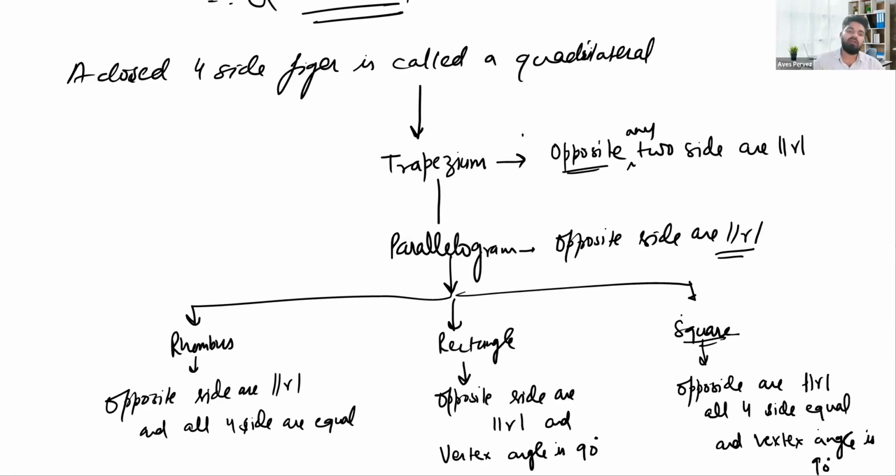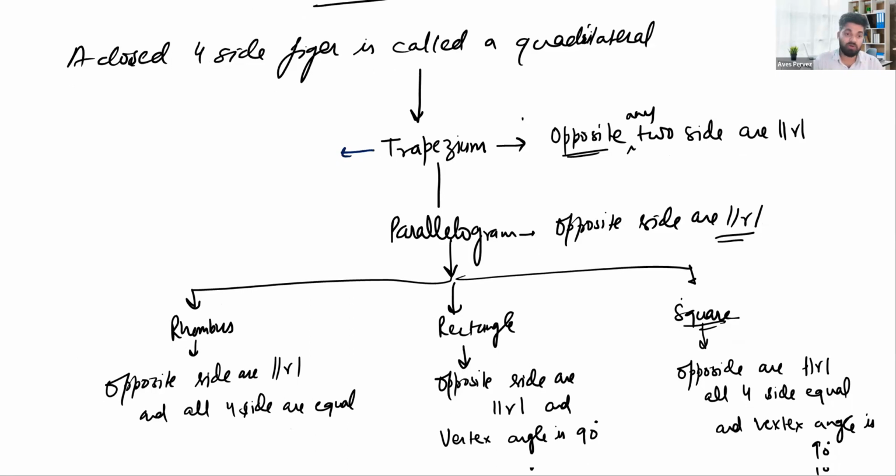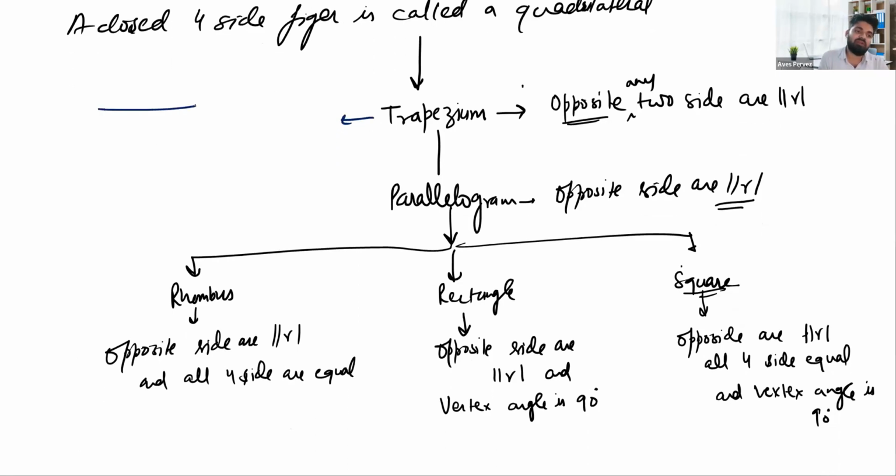Now talking about their diagonals. We need to write here about the diagonals. A trapezium doesn't necessarily have equal diagonals; it may or may not have. So we are not talking about the diagonals. For example, if we have it like this, this diagonal is not equal to this diagonal.